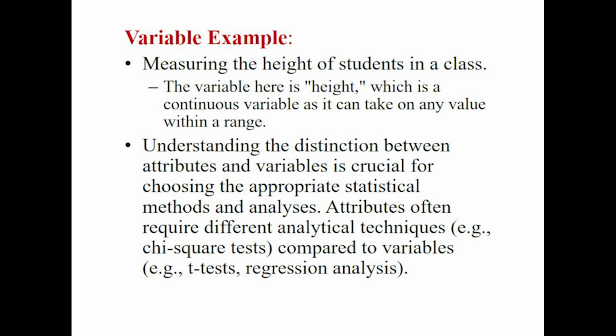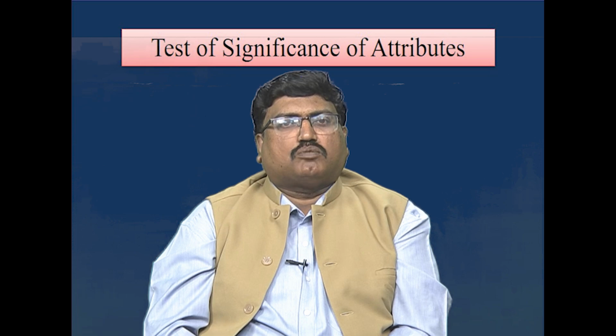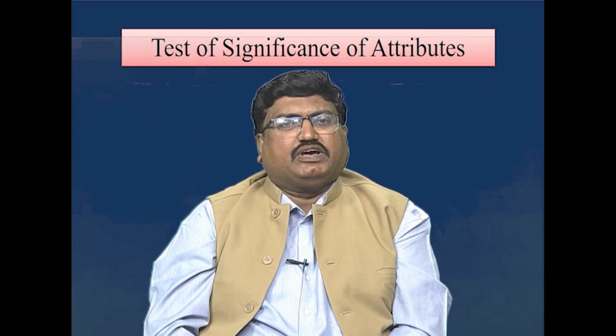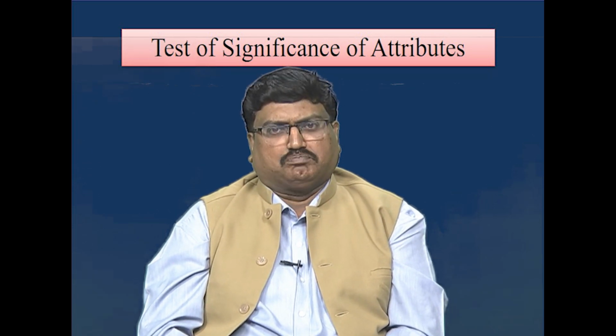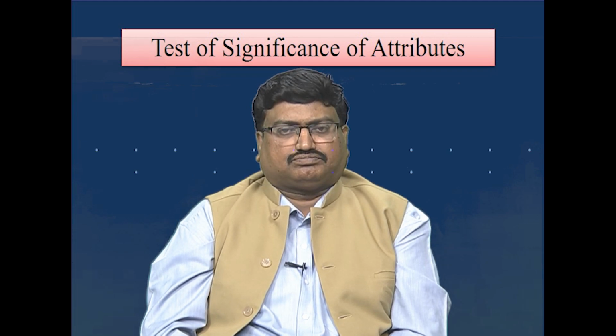So, understanding the distinction between attributes and variables is crucial for choosing the appropriate statistical methods and analysis. Attributes often require a different kind of analytic technique. Basically, we talk about chi-square tests. And please remember this: if we want to find the relationship between numbers, we use a concept which you have recently studied in quantitative techniques, which is correlation. If you want to study the relationship between attributes, we use a concept called association.